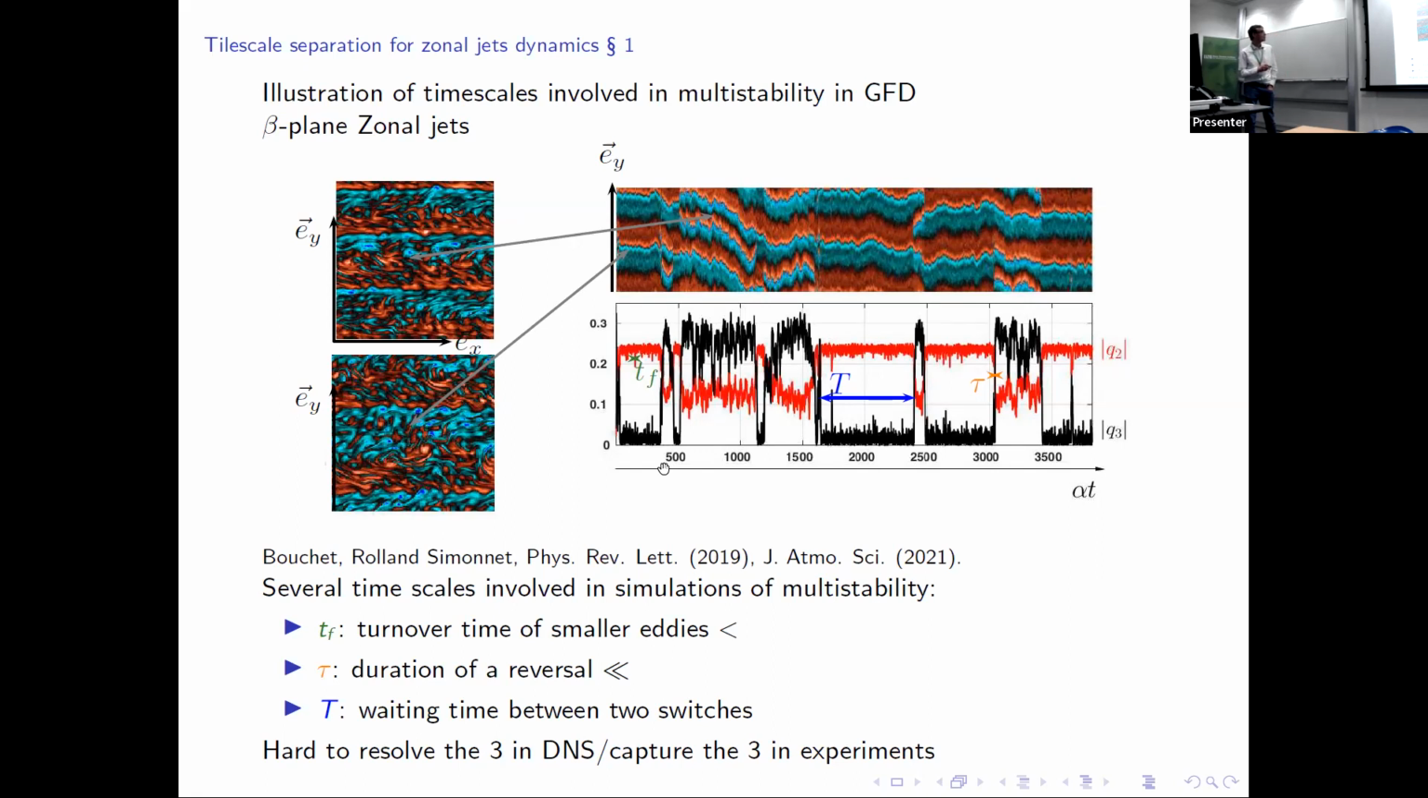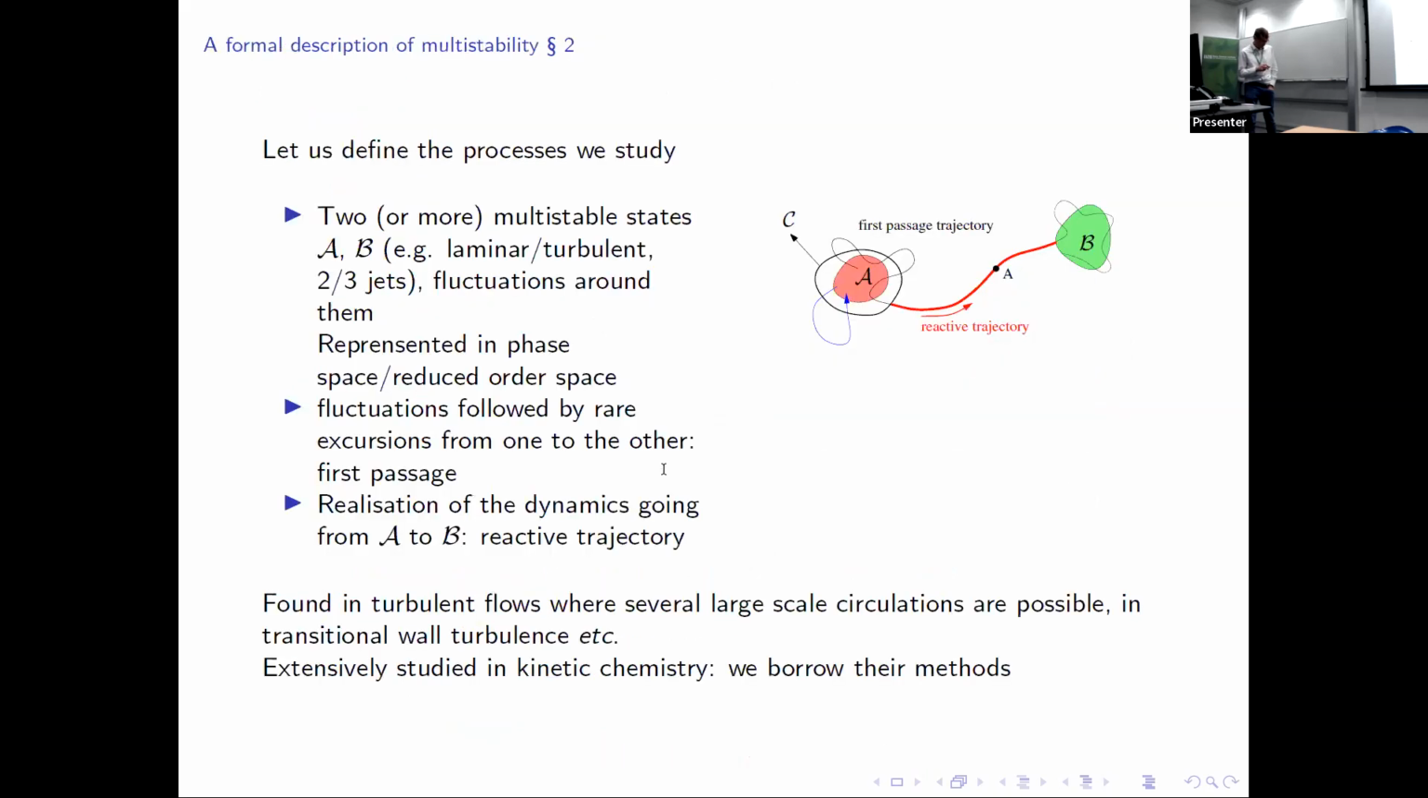So I, with collaborators, spent a lot of time working on the relevant simulation methods. Before I introduce this, I will make a short sketch of basically what we study. We make this kind of representation, let's say in phase space or in a reduced order space, where you have maybe one blob where you have the first metastable state, another blob where you have the second metastable state. Here you can, for instance, have 3 jets or 2 jets, or turbulence or laminar, or jet left, jet right.